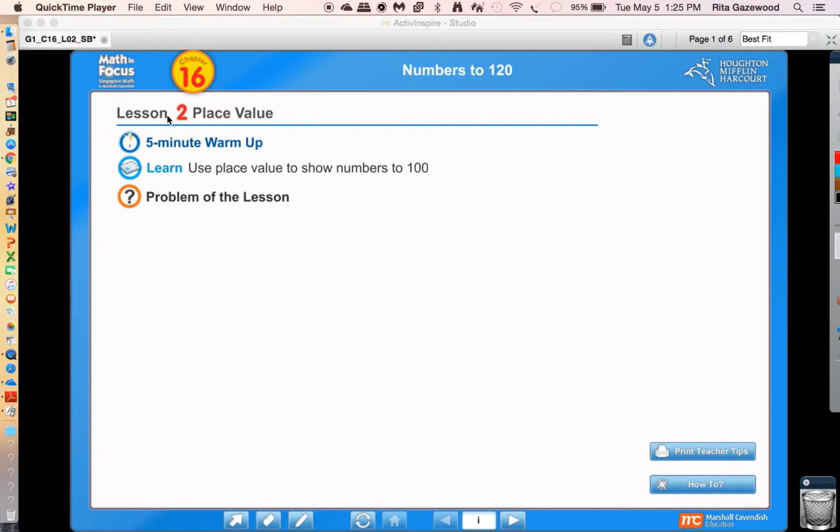Today's lesson is Lesson 2, Place Value for Numbers to 120. We'll begin with a warm-up, then we will learn to use place value to show numbers to 100, and then we will solve the problem of the lesson.